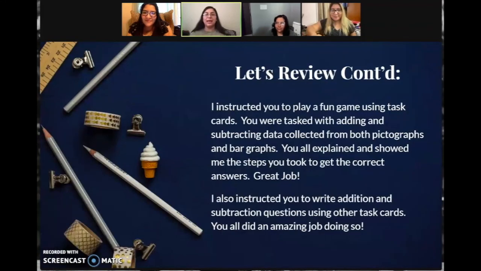So today, not only were y'all able to play a fun game, but you were also able to use adding and subtracting to use the data from both pictographs and bar graphs. You all explained and showed me the steps you took to get the correct answers and did a great job on both. I also instructed you to write addition and subtraction questions using other task cards. You all did an amazing job doing so.